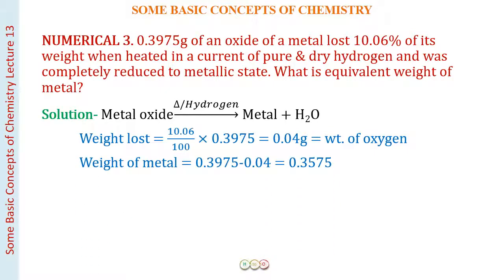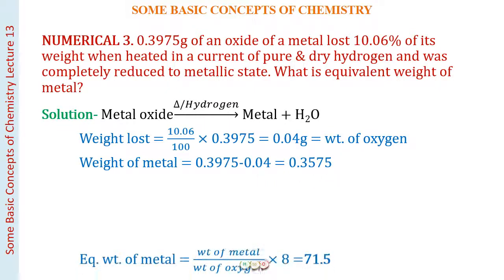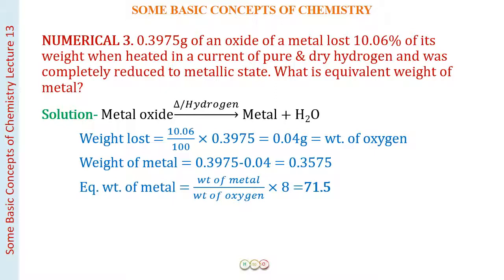So the weight of the metal is going to be 0.3975, the weight of the metallic oxide, minus the weight of oxygen, which we get to be 0.3575. Hence the equivalent weight of the metal, which is the weight of metal divided by the weight of oxygen into 8, we will get as 71.5.